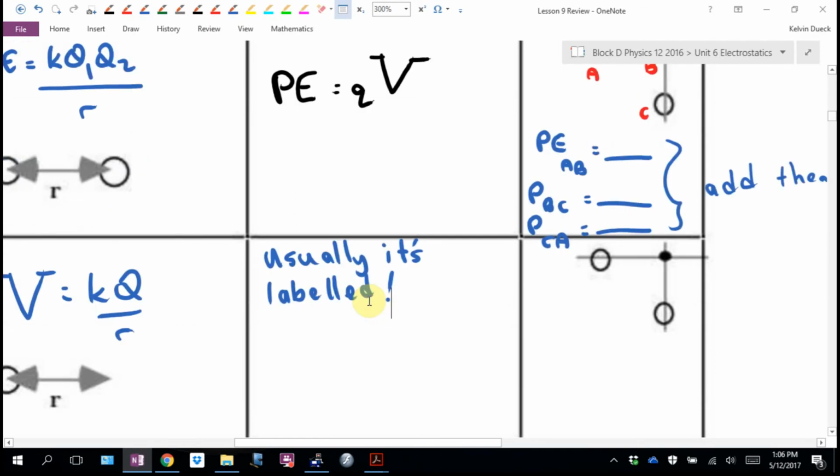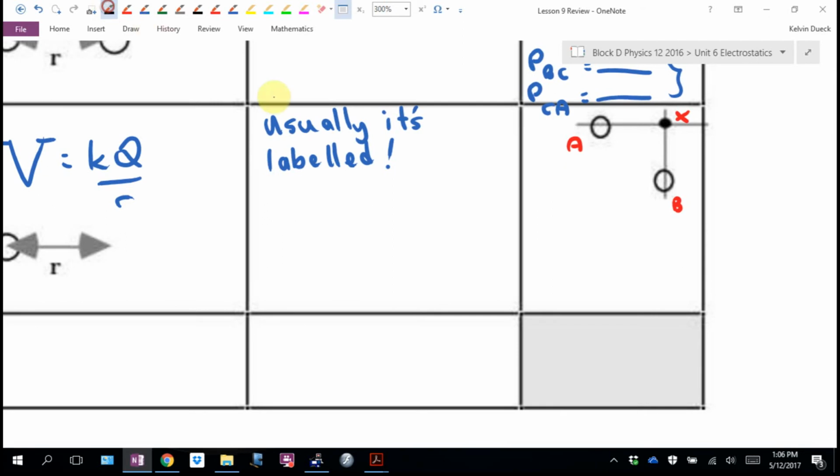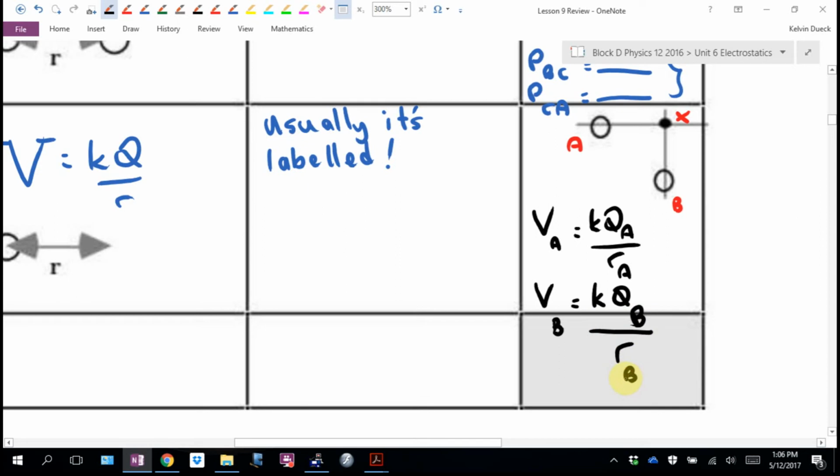Voltage occurs at a location. So let's call this location X. Let's call this charge A, charge B. How would I find the overall voltage at X? I would find the voltage from charge A by going kQA over rA. I would find the voltage from charge B by going kQB over the radius at B. And then just add them, not tip to tail, scalar add them.